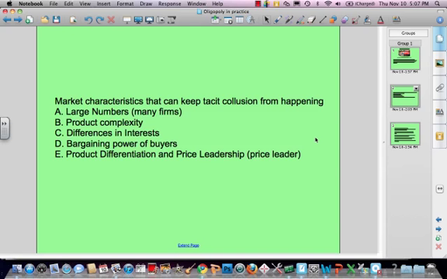The fourth is bargaining power of buyers. Lots of products are sold to a retailer who in turn sells the product to the consumer.